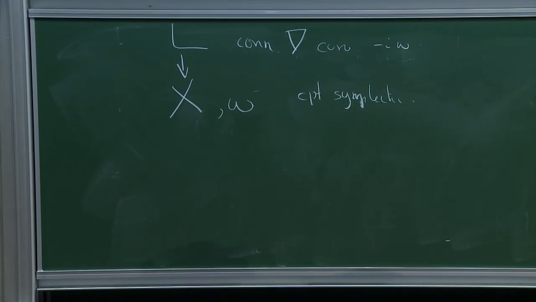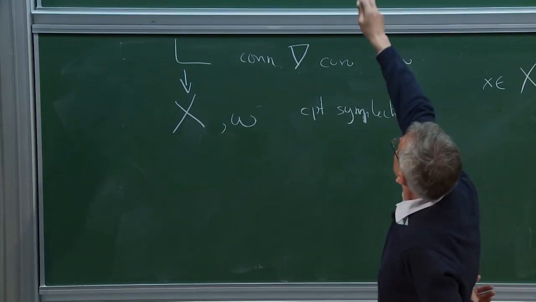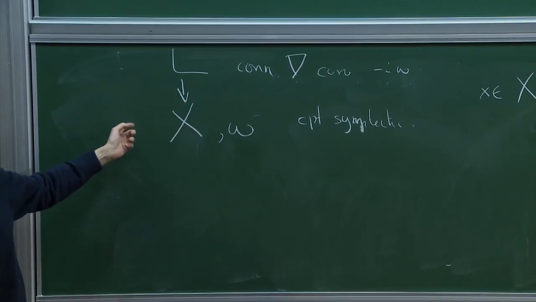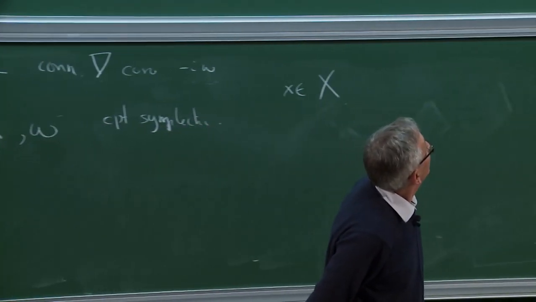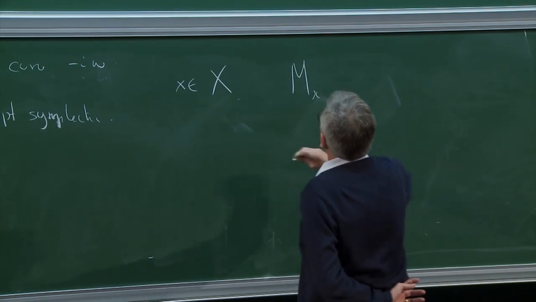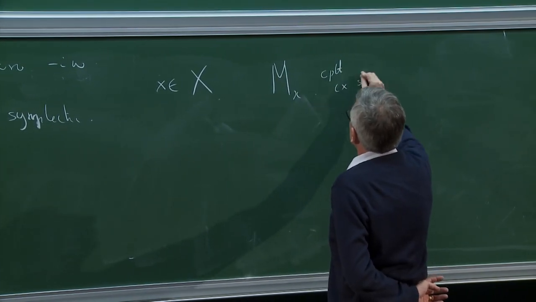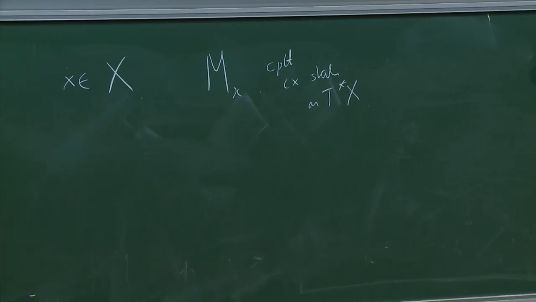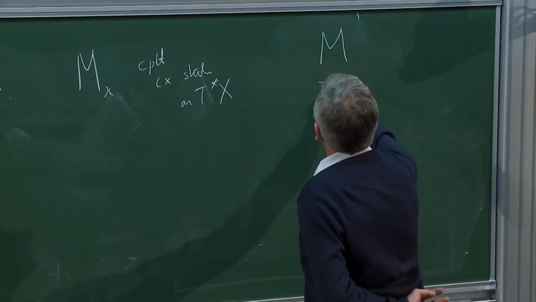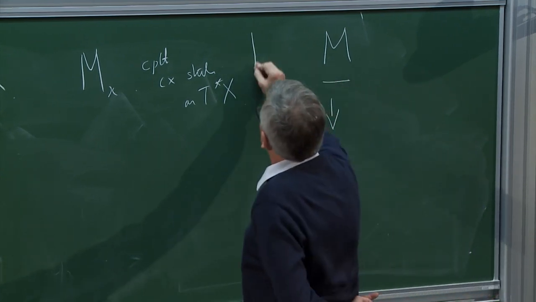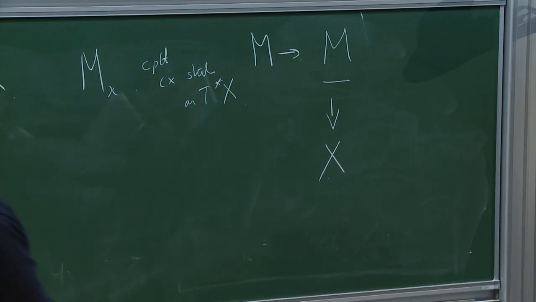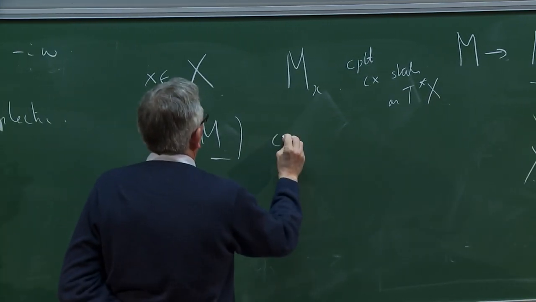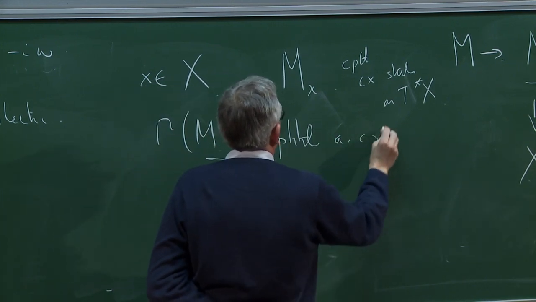Then at each point of X, we have a copy of our space M given by taking U to be the cotangent bundle at our point. So we get a space M_x of compatible complex structures on, say, T*X. And we get a bundle, underlined M, over X with fiber M, so that sections of this bundle are just compatible almost complex structures.